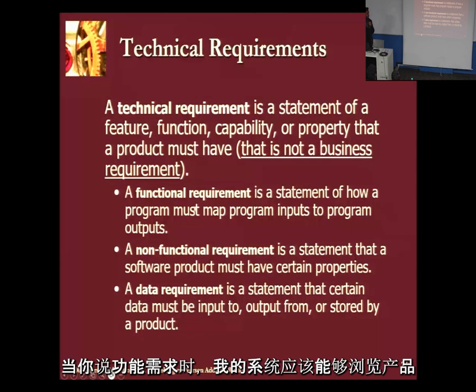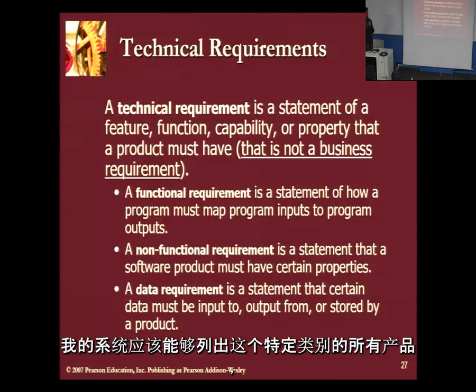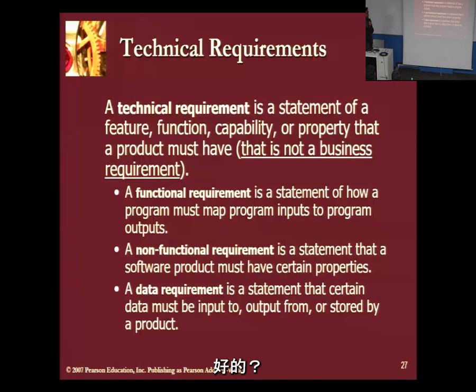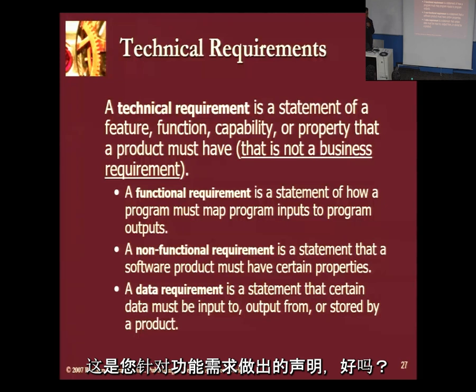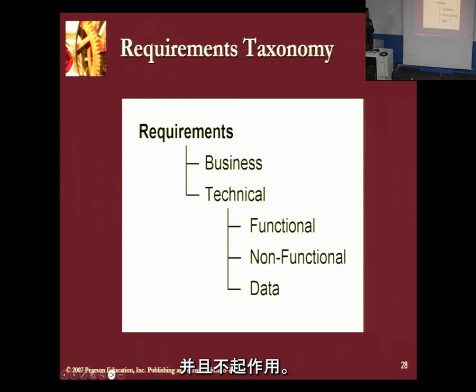Okay, when you say functional requirements, my system shall be able to browse through the products available in the market. That is a requirement belonging to functional requirements. My system shall be able to list down all the products in this particular category, okay? That's a statement that you're making for the functional requirement. This is a taxonomy over here, but the most important thing you need to know is functional and non-functional. The data can be ignored for now.